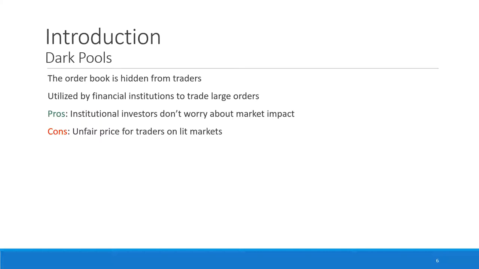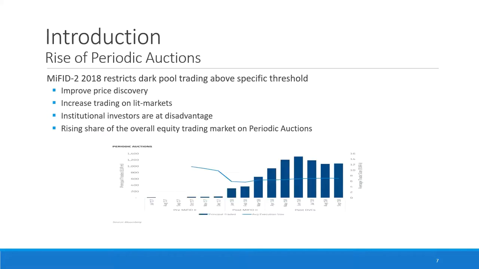So this is good for institutional investors because they don't have to worry about the market impact of their large volume order. But actually, it's unfair for the traders who trade on lit markets where the order book is visible because they don't have price discovery, a real and fair price discovery. And that's why several regulations have called for limiting the trades on dark pools, such as MiFID II. And the consequence of such a regulation is to improve price discovery and increase the trading on lit markets.